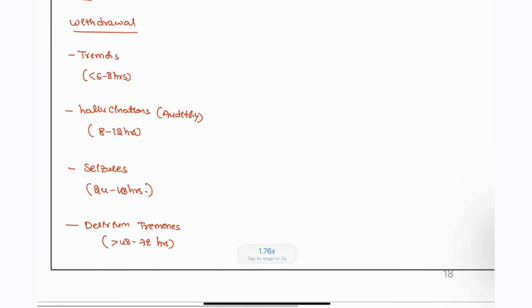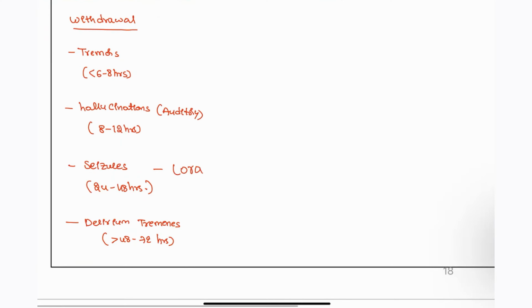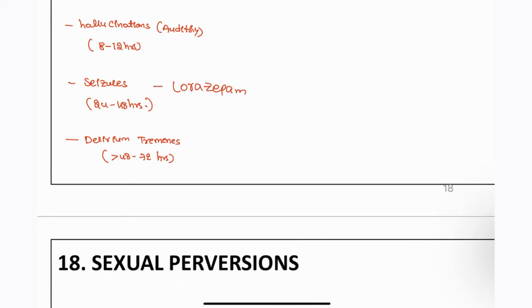What is the drug of choice for this patient? Those who are suffering from this condition, we have to give benzodiazepines. The best drug, lorazepam, can be given for this patient. In delirium tremens, which is a severe condition, we also have to give benzodiazepines, but a long-acting drug should be given for this patient, for example chlordiazepoxide. This should be given for this patient, right?